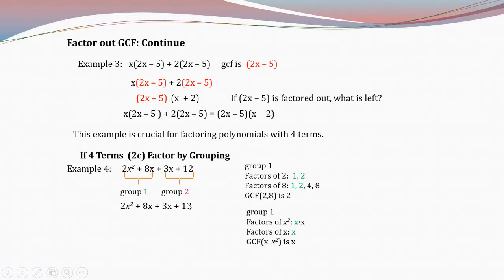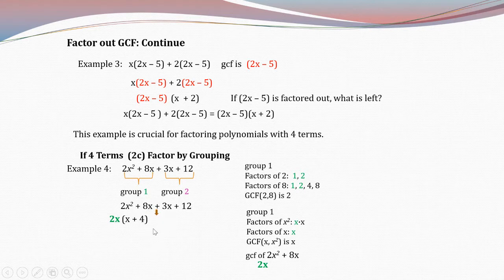And for the variables, they both have an x. So the one with the smallest degree will be your GCF. So the GCF is x. So the GCF of 2x squared plus 8x is going to be 2x. Right? So let's put the 2x there. If I factor out the 2x, we'll be left with x plus 4. Why? Because 2x times x will give me 2x squared, and 2x times 4 will give me 8x.